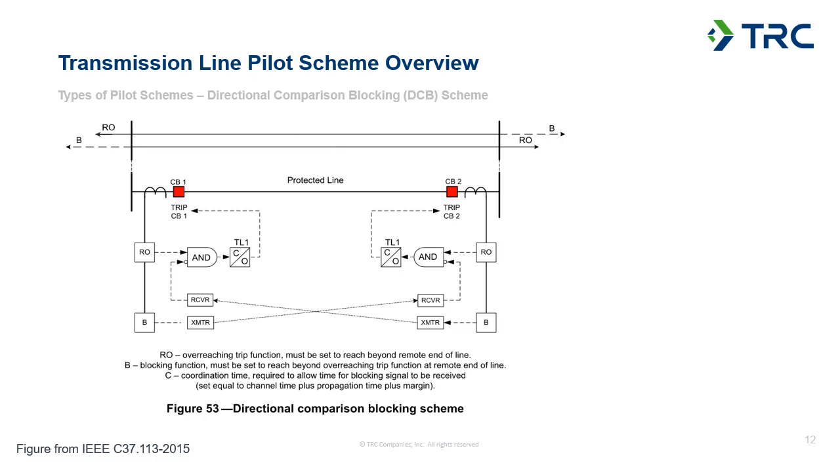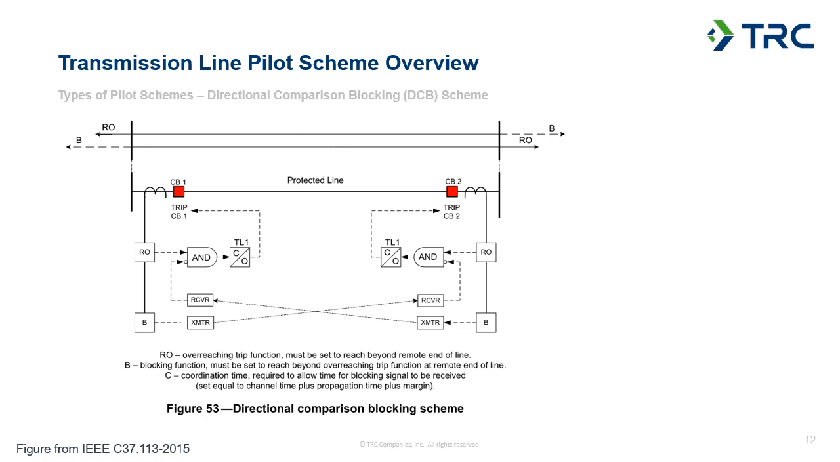The blocking scheme operates on the opposite principle, that the relay is monitoring for faults that are out of section, faults that are in the reverse direction from the line. And if it detects a fault that's out of section, it sends a blocking signal to the remote terminal telling the remote terminal not to trip, even if it sees a fault within its forward overreaching zone.